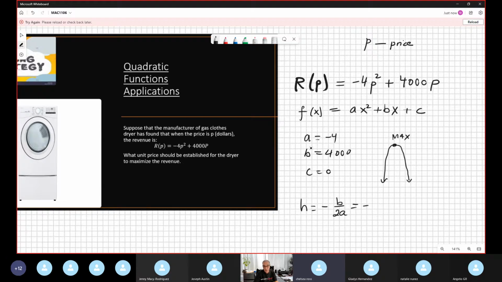Okay, so minus B is 4,000 divided by 2 times -4. Double negative becomes positive, which makes sense because H is a price in dollars and a negative dollar makes no sense. Therefore, you compute that: you divide 4,000 by 8, which is 500.